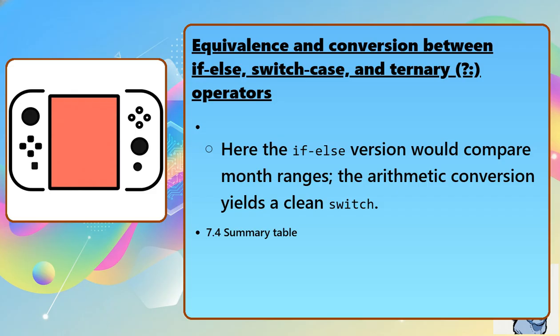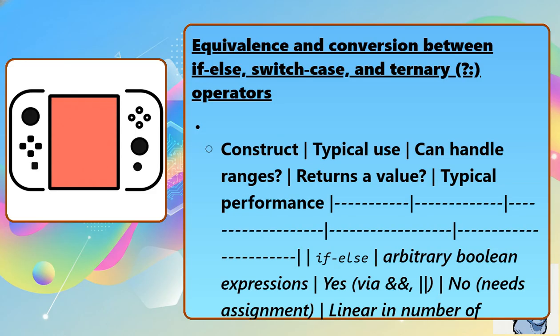7.4 Summary table. Construct: if-else. Typical use: arbitrary Boolean expressions. Can handle ranges: yes, via and/or. Returns a value: no, needs assignment. Typical performance: linear in the number of branches, often O(1).